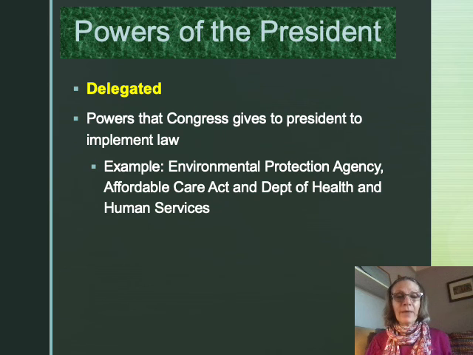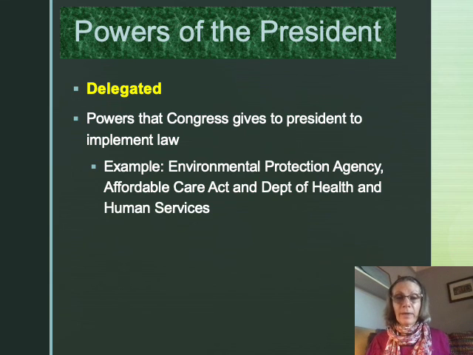And so Congress basically delegates that power to execute laws to the president, and the president delegates that to the executive branch. And so the executive branch makes a lot of decisions about how to realize or implement that law, and that comes from delegated powers. So, for example, in the 1970s, Congress passed a bunch of environmental protection laws, the Clean Air Act and the Clean Water Act. But then they left it to the executive branch to basically implement that law.